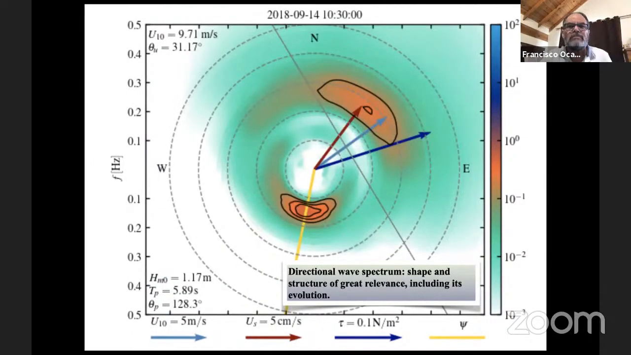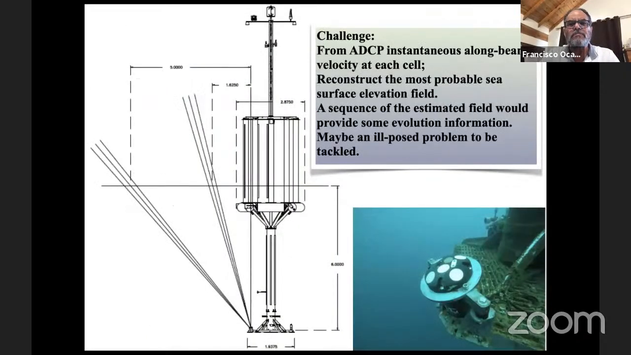We obtained a result from the 14th of September at 10:30, where we have two wave systems. And of course, the results of wind speed and Stokes drift and stress are with very different direction. So this is very interesting results, and we need to further analyze them in order to establish a better relation between the ocean surface waves and the wind stress.